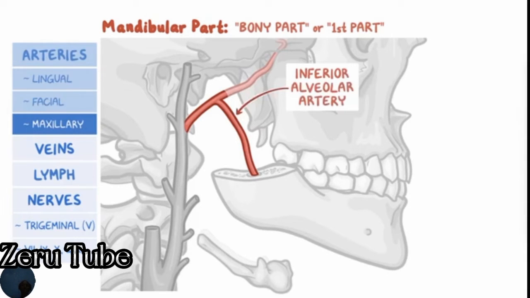The first branch is the inferior alveolar artery, which supplies the inferior part of the lower jaw. It gives blood to the lower jaw, the lower teeth, and the mandibular bone. This artery is accompanied by a nerve called the inferior alveolar nerve.